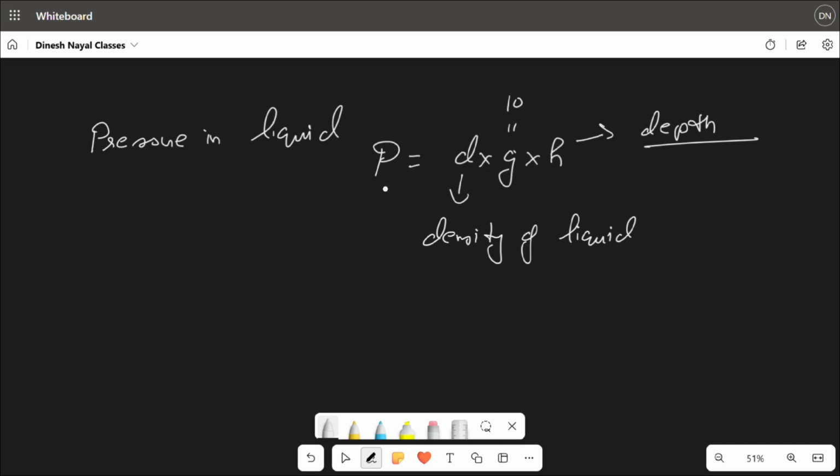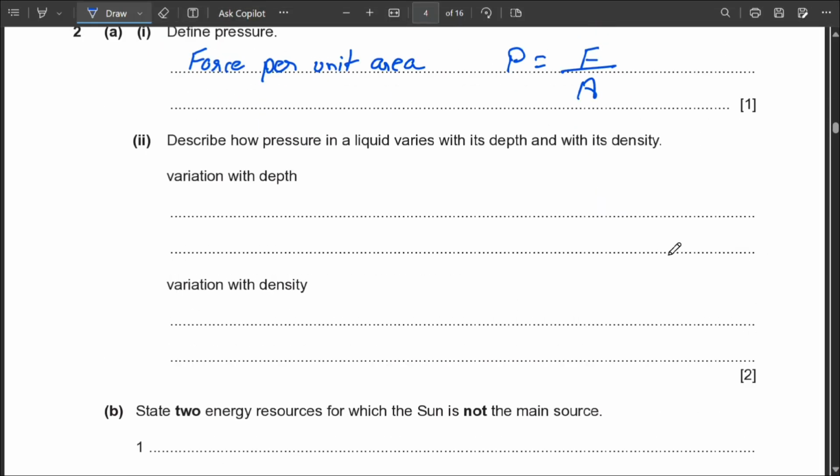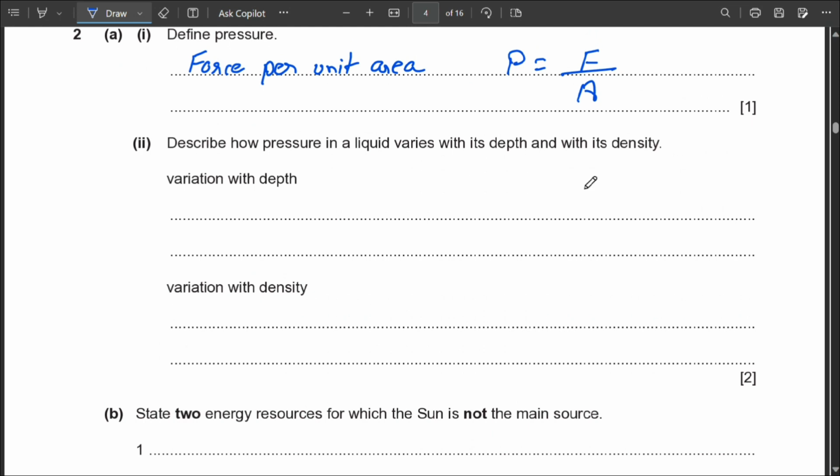So see, how is the pressure? Pressure is directly proportional to the density of the liquid. That means as the density increases, the pressure will also increase. Similarly, pressure is also directly proportional to the depth, so as the depth increases, pressure inside the liquid will also increase. So, variation with depth: it increases with depth, and with density also it increases. In both cases it will increase, as we have seen in the formula.